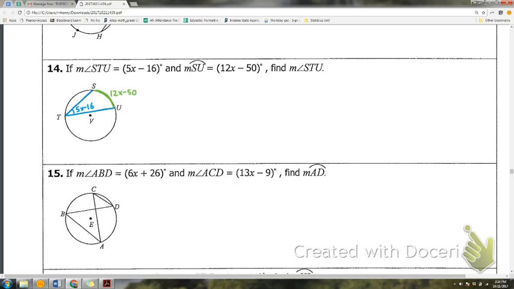Now, you can take half of the arc if you wanted to, but if it's an odd number, you're going to have decimals. Like if you had 7 and you're trying to take half of 7, you're going to get 3.5. So sometimes it's easier to just double the angle. Okay, so 2 times 5x minus 16, or doubling the angle, equals 12x minus 50. I'm going to go ahead and solve it up here. You solve it on your paper, please.